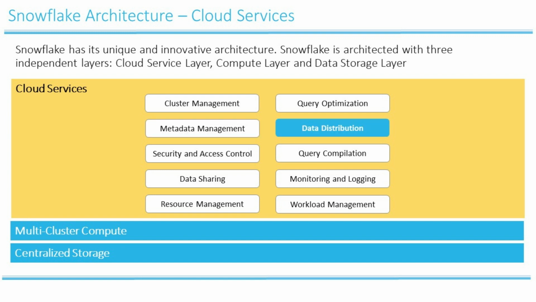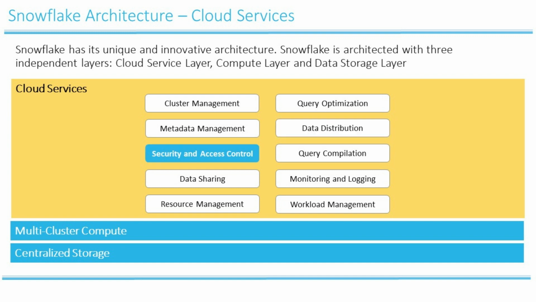Data distribution: Snowflake's cloud service layer handles data distribution and organization across the underlying storage. Data is stored in an object store, like Amazon S3, and is efficiently distributed across storage locations for performance and redundancy. Security and access control: the cloud service layer enforces security and access controls. It manages user authentication, role-based access control, and encryption of data at rest and in transit. It ensures that only authorized users and roles can access and modify data.